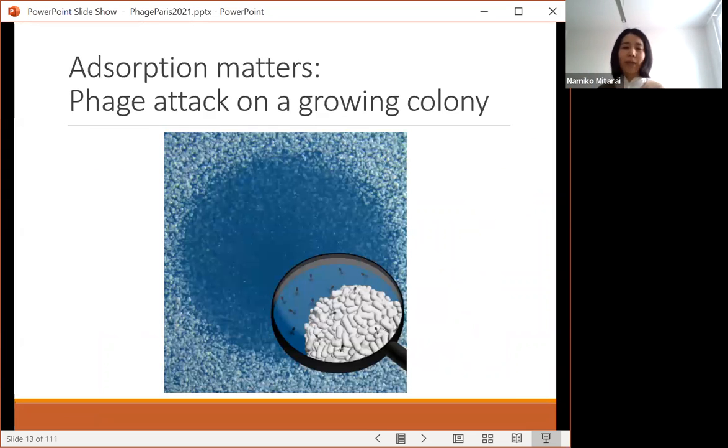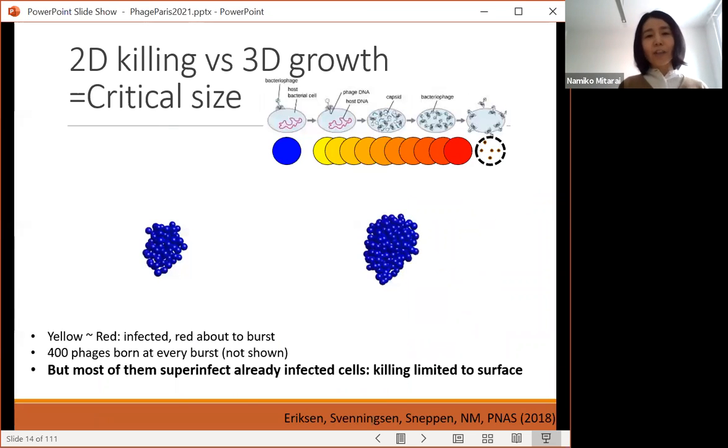And this will be even more important when you have a very dense colony. So what we thought is, if you have this dense colony, and the phage needs to attack from the outside, then maybe it's very hard to get in, because there are infected cells that still take, say, 10 minutes to 1 hour before they burst, and the virus cannot really tell if that cell is already infected, so they will reinfect them.